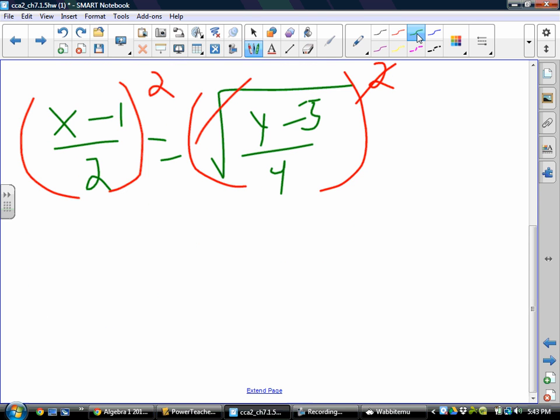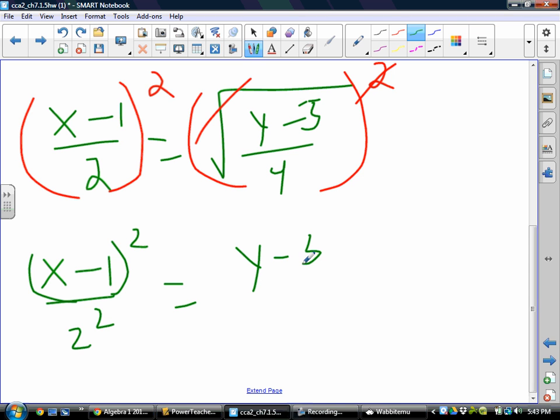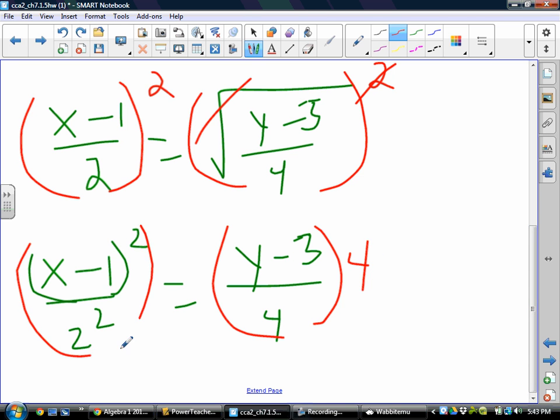So now I am left with (x minus 1) squared over 2 squared. Right? Each individual thing is squared. Equals, no more radical sign, (y minus 3) divided by 4. Again, I'm trying to get y by itself. So the next thing I'm going to do is multiply by 4. I'm undoing the dividing by 4, so I multiply this outside by 4.